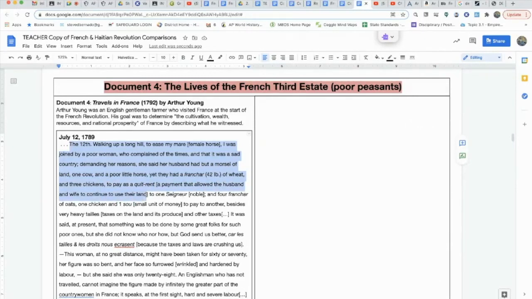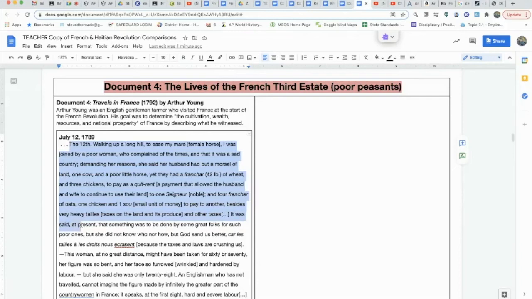So they had to give up important animals they would use to make food for them, like milk and eggs, right? And one to the seigneur, which is the rich person, the noble in charge. And 4 franchar of oats, 1 chicken and 1 sou, a small unit of money to pay to another. Besides, very heavy tailles, taxes on the land and its produce, and other taxes, which means they had nothing. They had very, very little. And the little they had they had to keep giving up to the rich. So they're stuck in this system of poverty.